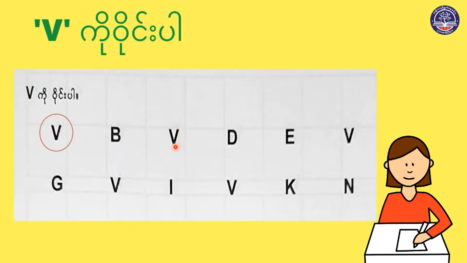How about this one? Is this letter V? It goes like this, down and down. Yes, this is letter V. So we will have to circle it. Now circle it in your textbook. Good job, everyone. Let's move on to the next one.